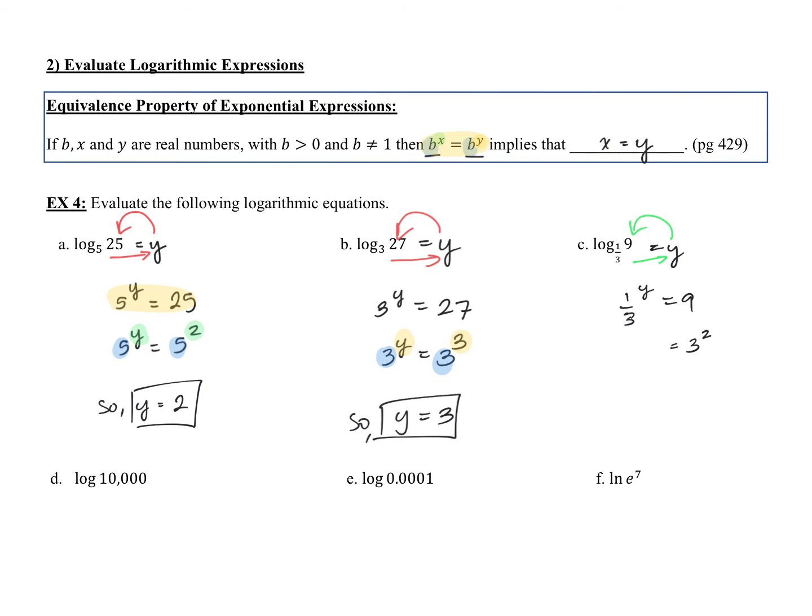Hey, that's a fraction. We can use the rule for exponents. We'll take the fraction and take the negative. So this will be 3 to the negative y power. Go ahead and equate the exponents because the bases are the same. So remember, you need to have the bases the same to equate the exponents. Then we have negative y equals 2. We haven't solved for y yet, so let's go ahead and multiply both sides by negative 1. And we get y equals negative 2.